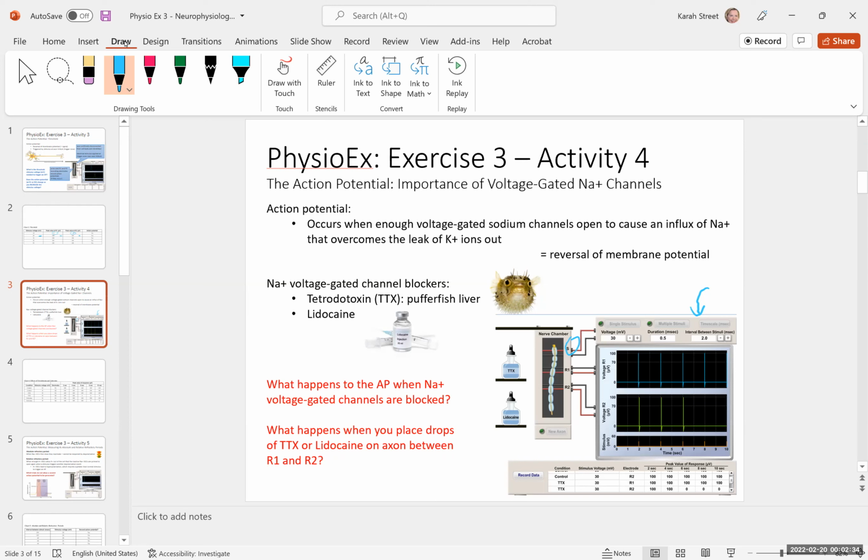And we see that in our data table. We see data at 2 seconds, 4, 6, 8, and 10 seconds. We were also playing with sodium voltage-gated channel inhibitors. One is called tetrodotoxin, or TTX. This is generated by the pufferfish liver. It actually is a toxin from what the pufferfish eat. They themselves don't necessarily make that toxin. It actually comes from the food that the pufferfish eat.